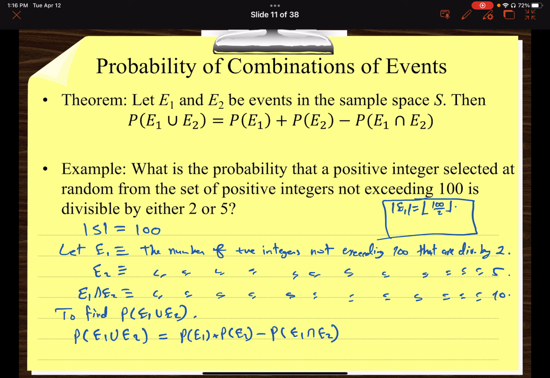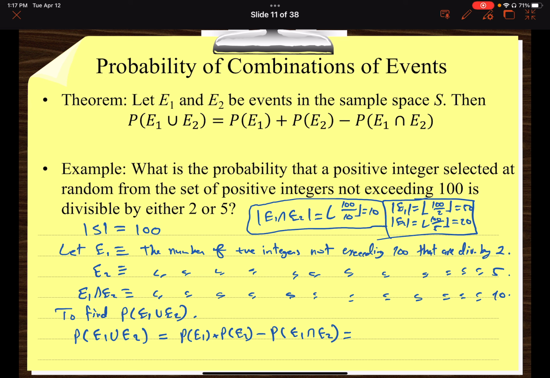Okay, so this is 50. What's the size of E2? 100 divided by 5, which is 20. The last thing is E1 intersection E2: the floor of 100 divided by 10, which is 10. So this is equal to what? Come on, guys.